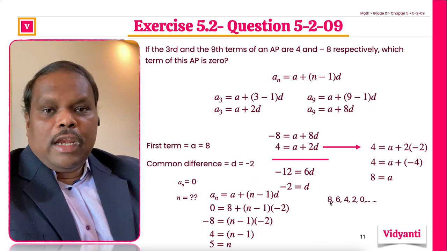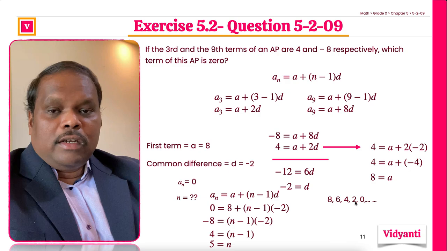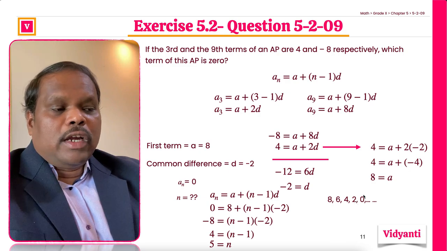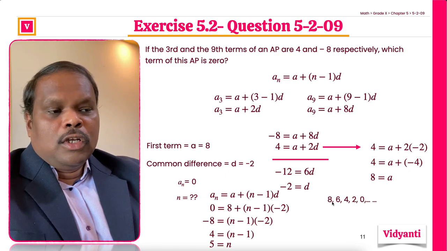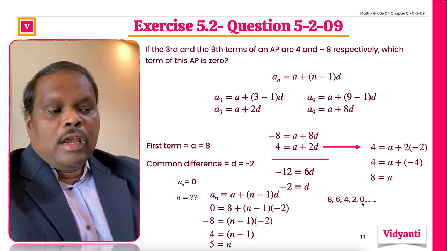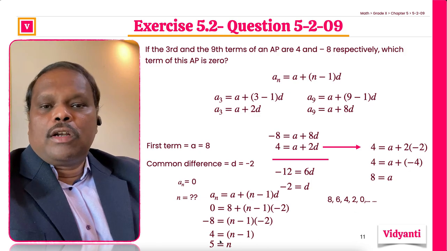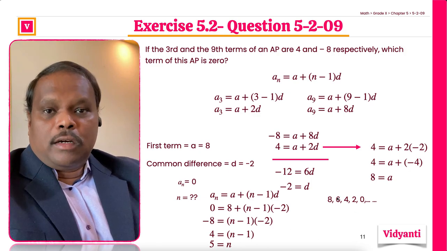So from 8, -2 added, so that will become 6, then again decreasing by 2, so that will be 4, again decreasing by 2, that will be 2, and finally it will be 0. So if this is the first term, second, third, fourth, and the fifth term will be exactly 0, and that's what we have got as our answer. So our answer is 100% correct.